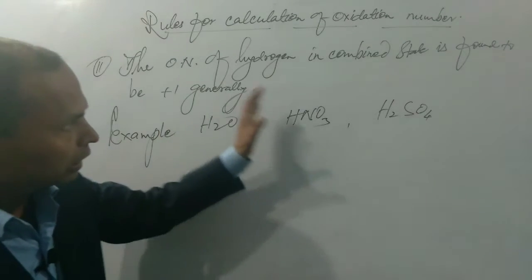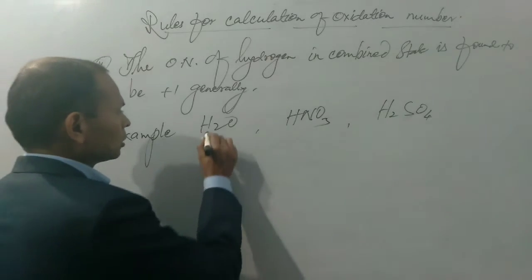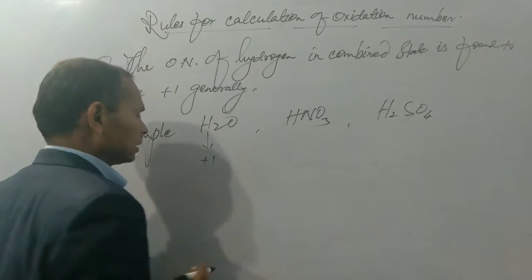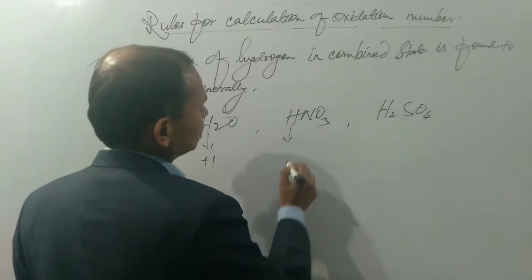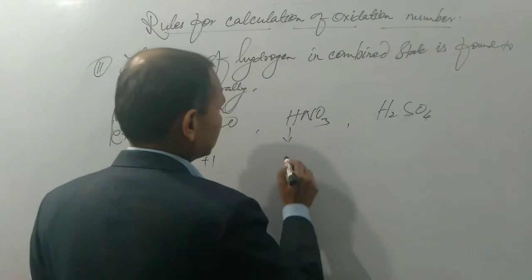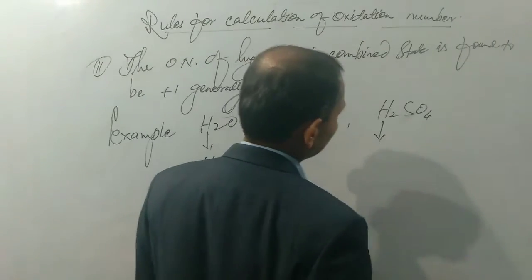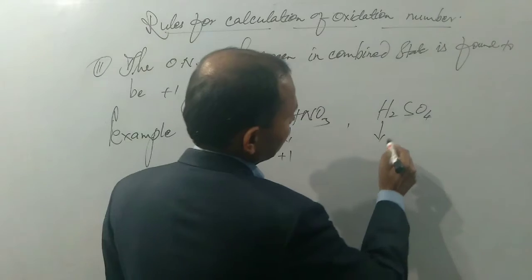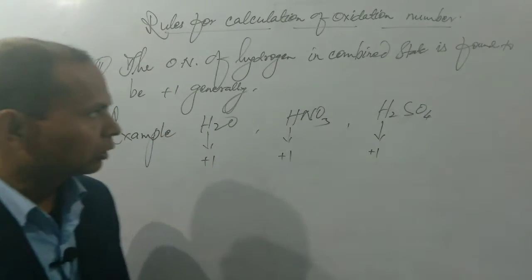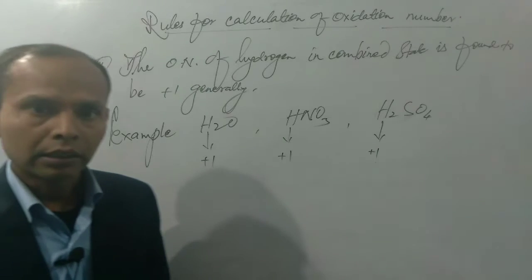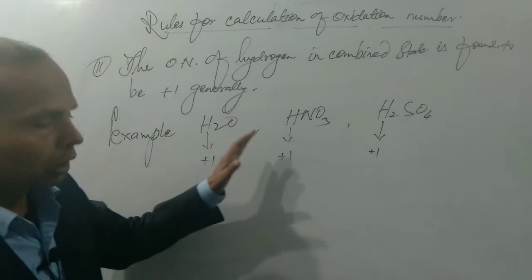So, in all these compounds, the oxidation state of hydrogen is found to be +1. Oxidation state of hydrogen in water molecule is +1. Similarly, oxidation state of hydrogen in nitric acid is generally +1. Similarly, oxidation state of hydrogen in sulfuric acid is +1. So, this is the rule which tells us that the oxidation number of hydrogen in combined state is generally +1.